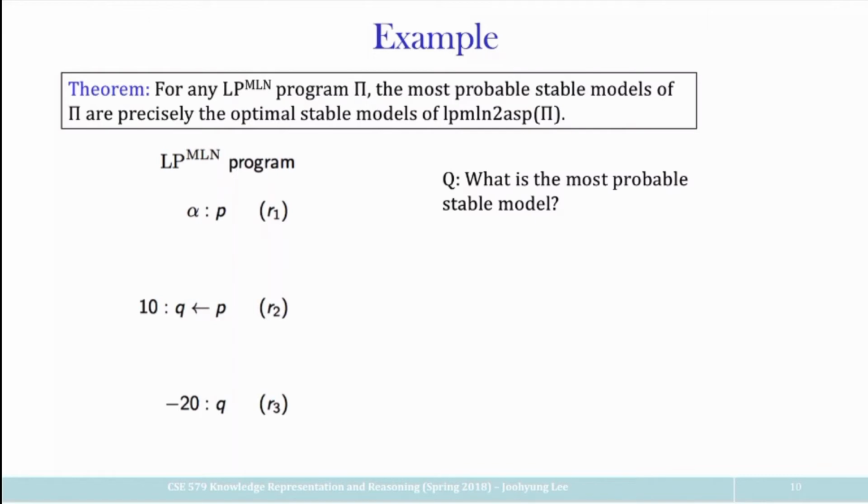So the question is, you have 3 rules. The first one is a hard rule, and the second and third rules are soft rules, with a positive weight and a negative weight. So what is the most probable stable model?